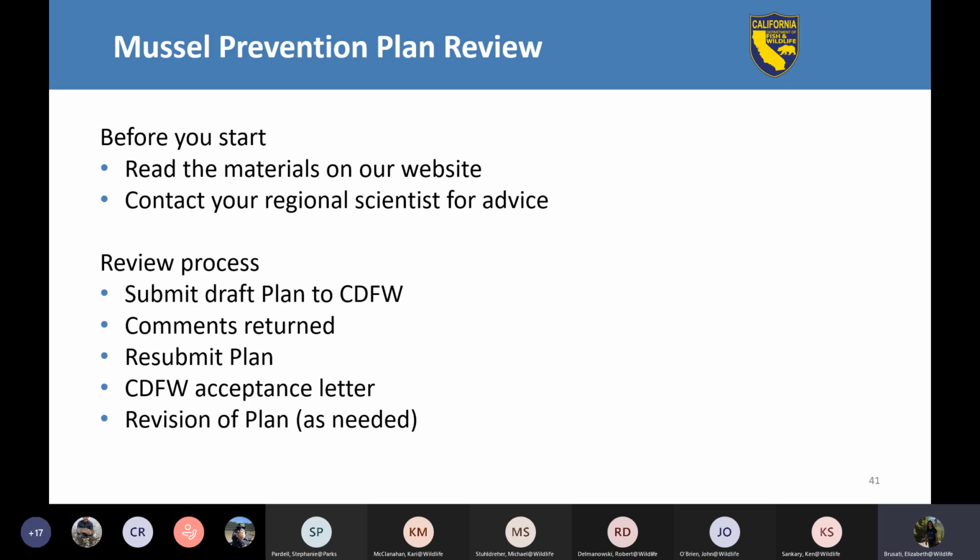And I should also mention here that the regulations related to prevention plans changed in 2016. That was when the requirement came into effect for CDFW to review the plans, and that's when we started issuing letters. So if you have an older plan before 2016, that needs to be updated and submitted to CDFW for us to review in order to be in compliance with the current regulations. And that's also important if you are planning to apply for a DBW grant, because they will require that acceptance letter from us.